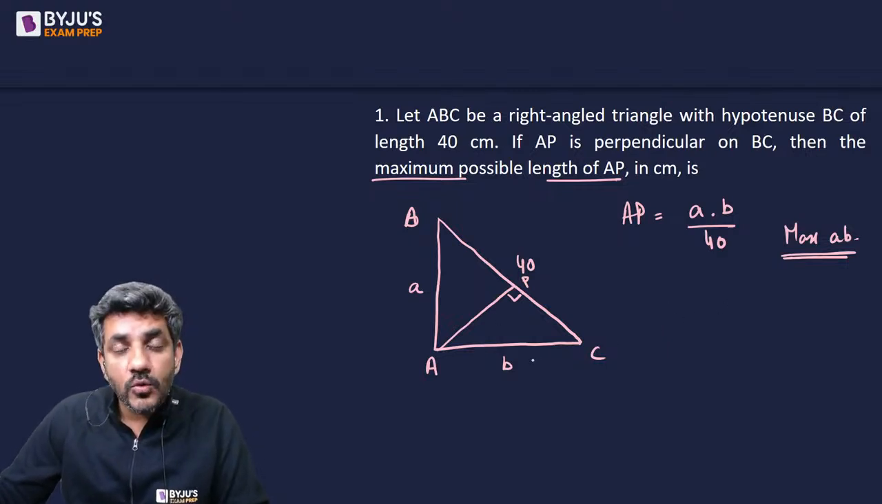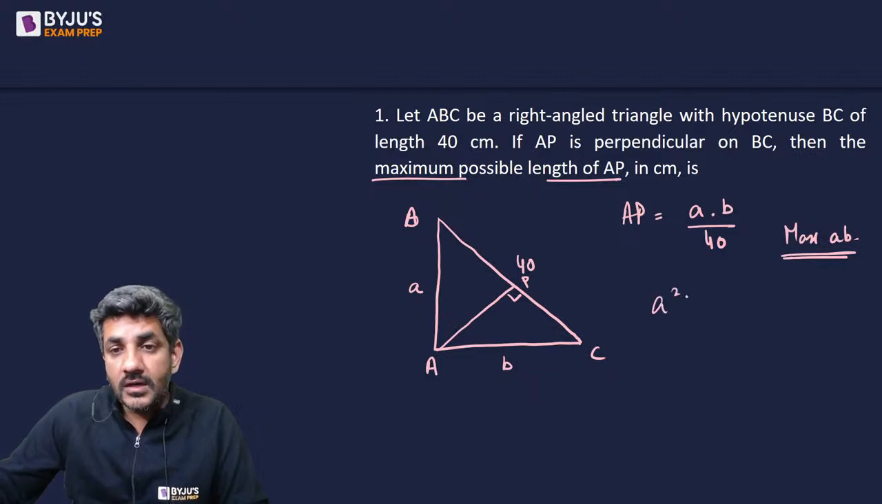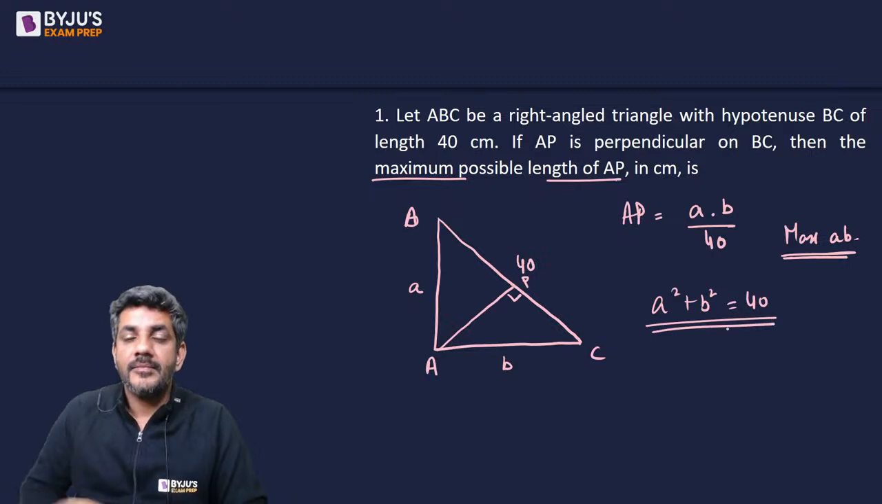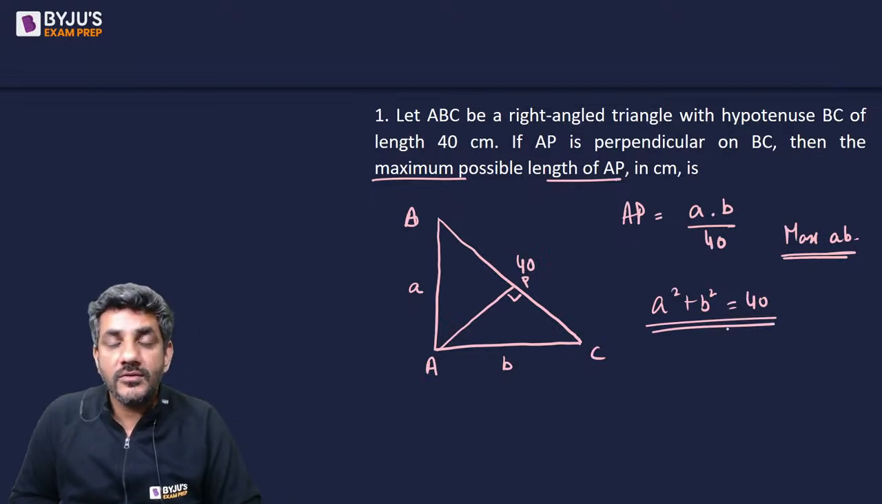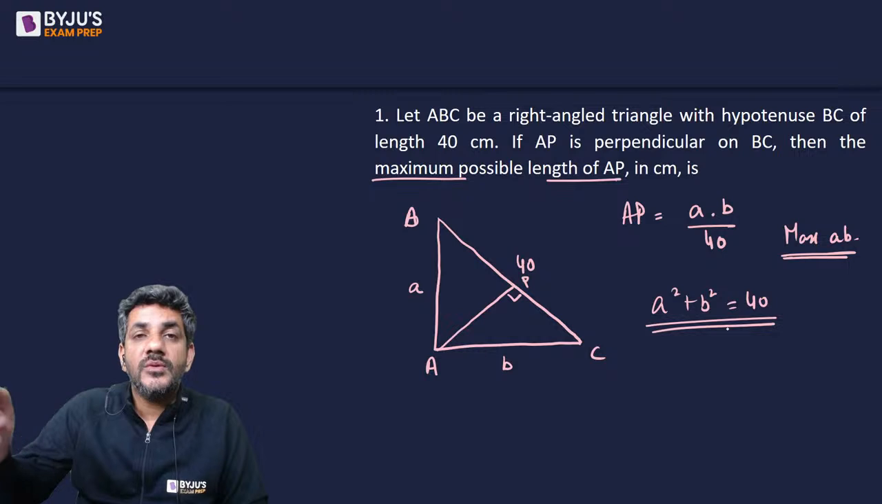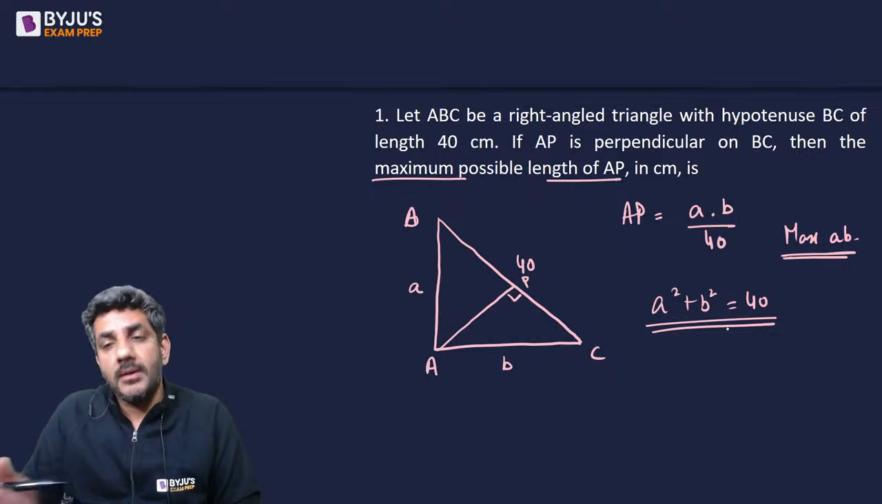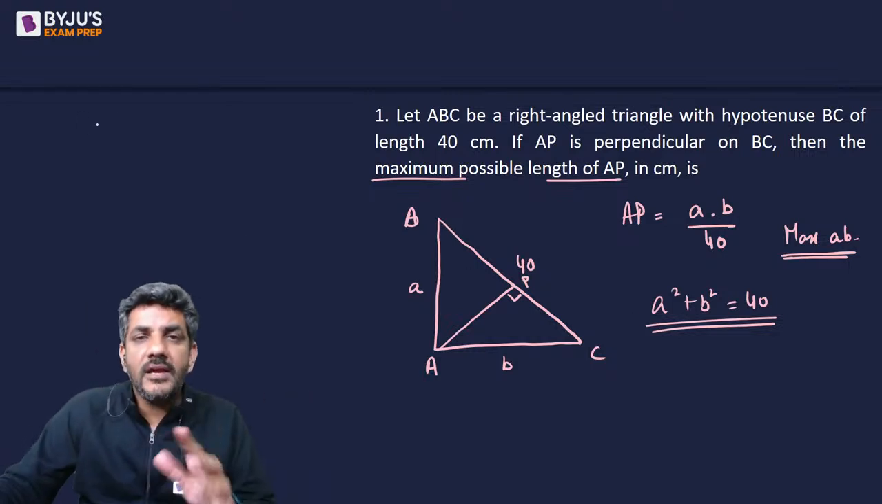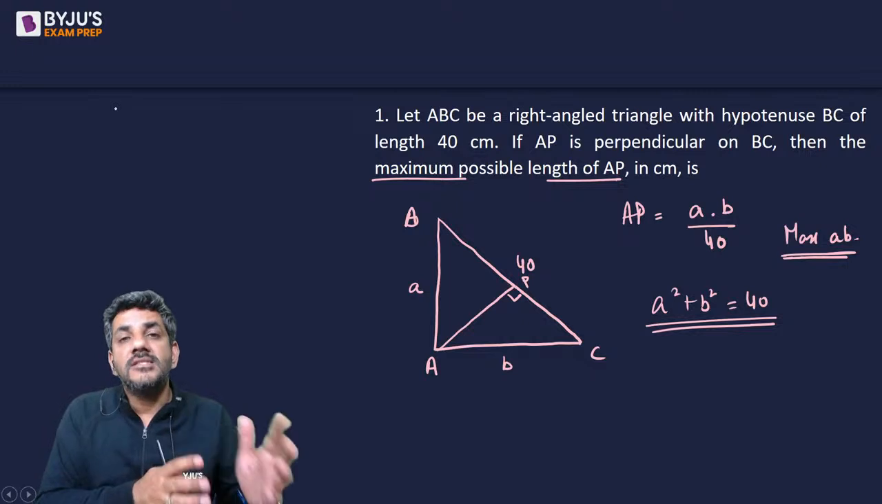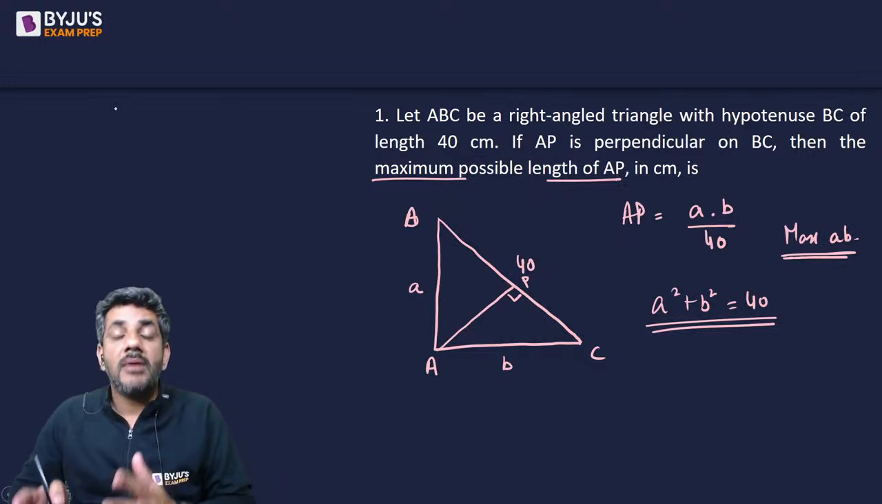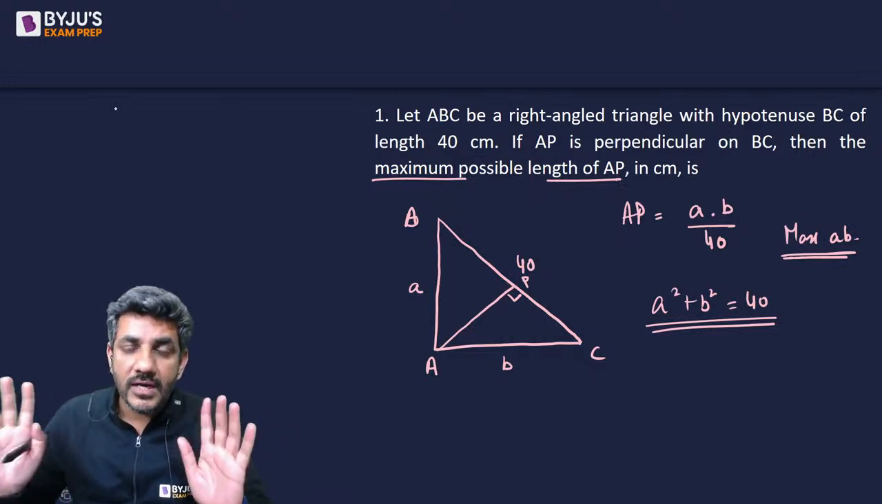Now, what relation do I have with A and B? I know that A square plus B square is equal to 40. If A square plus B square is given and you want to maximize the value of AB, what should you be doing? If the sum of two numbers is given, their product is maximum when they are equal. I'm sure you all would have heard of it.